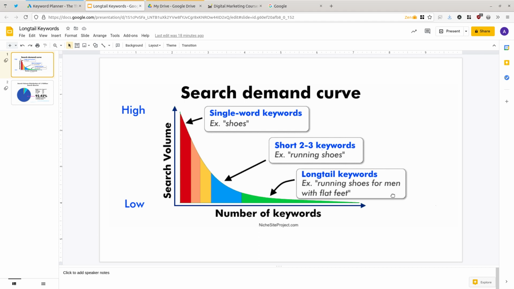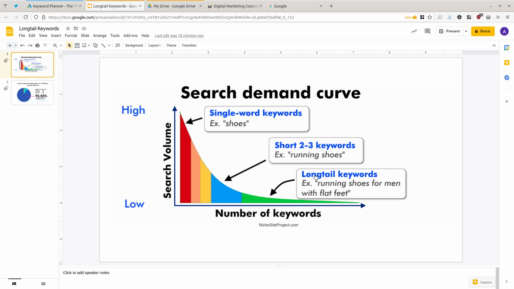And if you continue even further, you might have a search term like buy running shoes for men with flat feet. That's a much more intent-driven keyword, because now you know that somebody is looking to buy running shoes for men with flat feet. So that's how you plan for it.